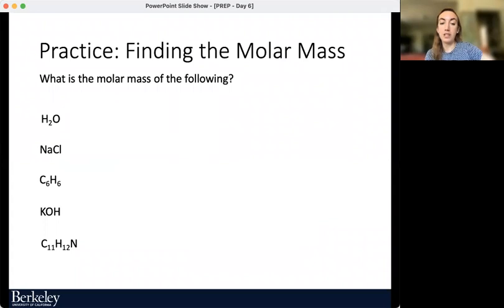So using the periodic table, I can send the link to that in the chat if you want. I will stick it in the chat now. I want you to calculate the molar mass of these molecules.